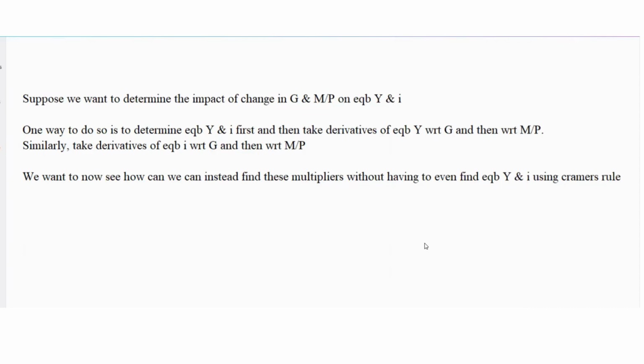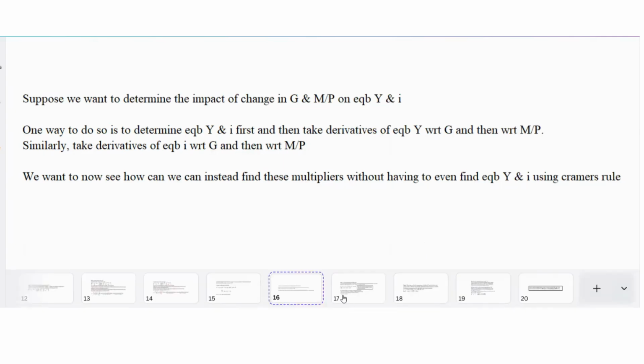We want to now see how we can instead find these multipliers without even having to find equilibrium output and interest rate, using Cramer's rule. So one approach is obviously to find the equilibrium values and then take relevant derivatives to find multipliers. The other approach is to use Cramer's rule to find these multipliers without first finding equilibrium y and i. If you're not interested in the equilibrium values and you only want the multipliers, Cramer's rule allows you to directly find the multipliers without finding the equilibrium values first. So let's see how we will use Cramer's rule.